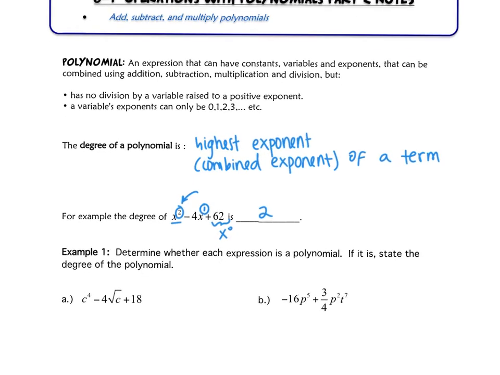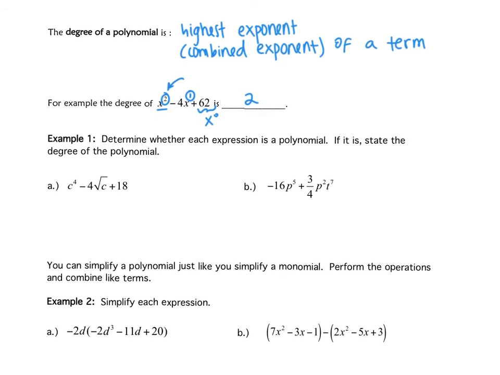Okay, so let's move on. In example 1, we are determining, is the expression a polynomial, yes or no? And then if it is, what is the degree? Okay, so let's take a look at example A. First thing we need to determine, is this a polynomial? So, do we have any division by a variable? No. Are all of our exponents 0, 1, 2, 3, etc.? Are they whole numbers and are they positive?